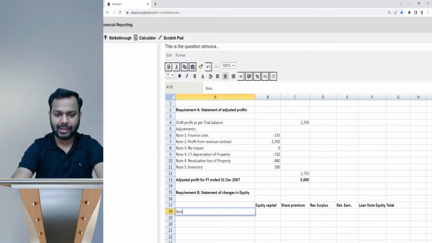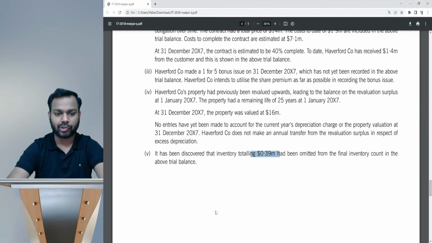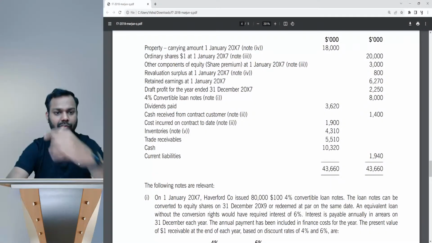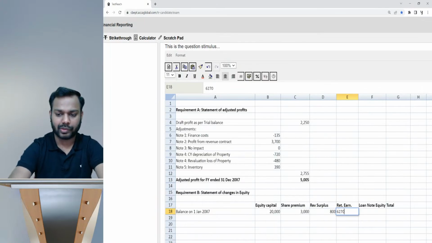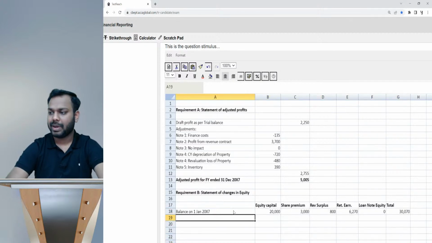Okay, now what is the balance on 1st January 20x7? That is 20,000. Share premium has a balance of 3,000. Revaluation surplus has a balance of 800. Retained earnings has a balance of how much? Let me just see the question. 6,270. Loan note has a balance of 0. So the total is the sum, this much, right? I believe it is clear to all of you.